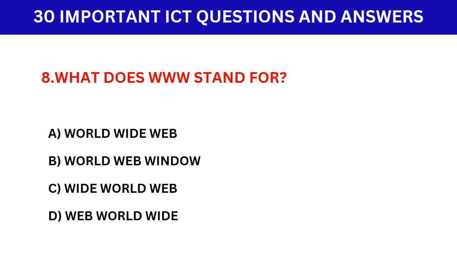Question number 8. What does www stand for? Option A, World Wide Web. Option B, World Web Window. Option C, Wide World Web. Option D, Web Worldwide. The right answer is option A, World Wide Web. The World Wide Web is a system of websites and web pages accessed through the internet.